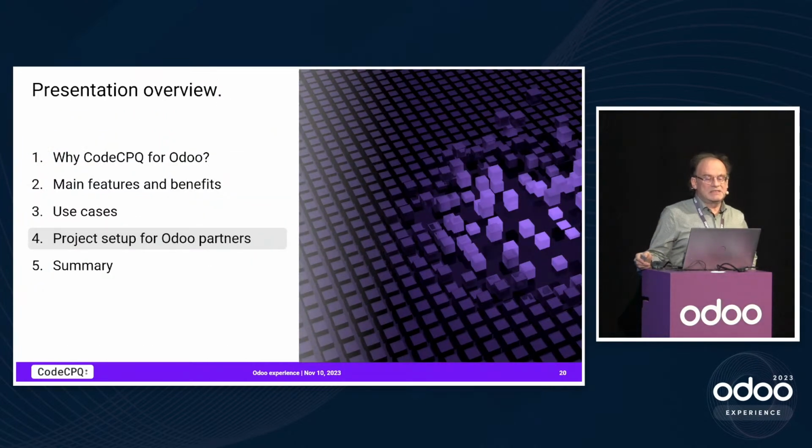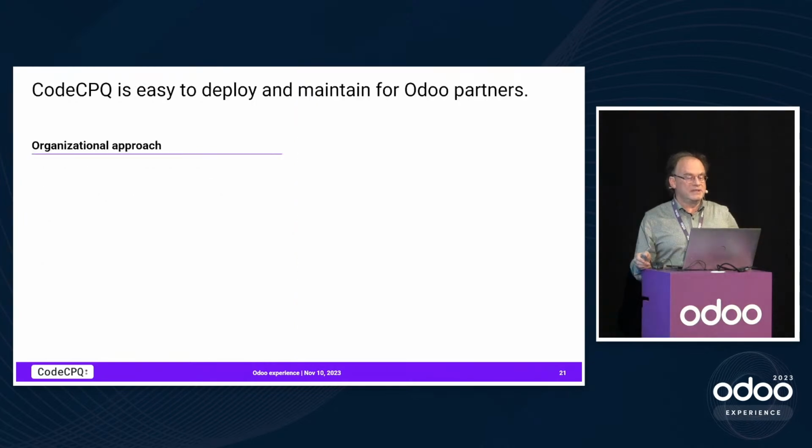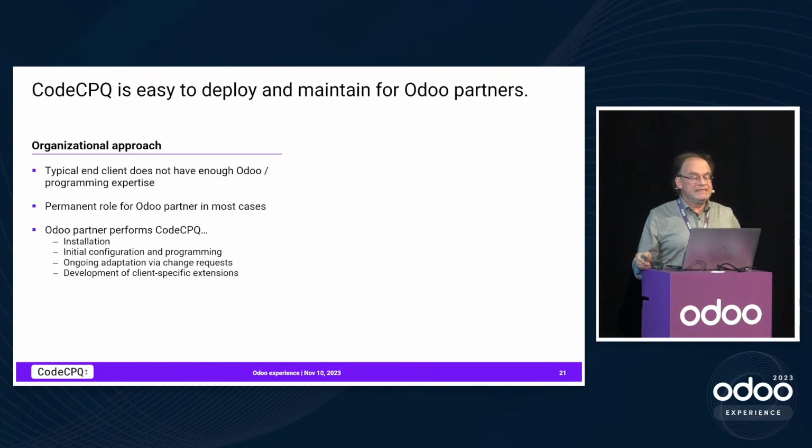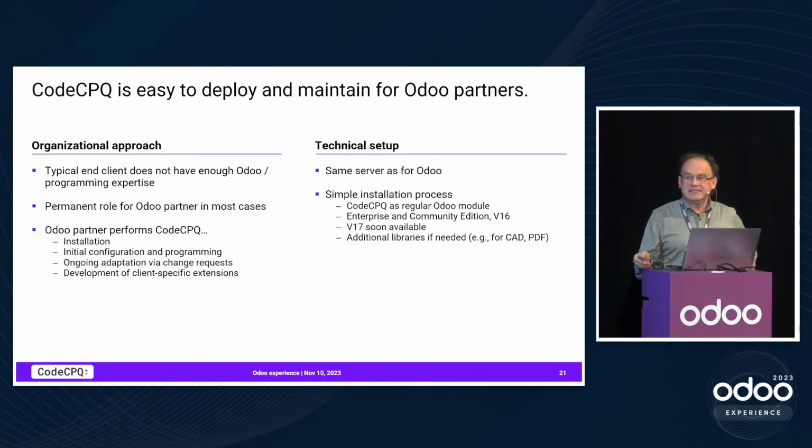Next point explains how to install CodeCPQ. CodeCPQ is easy to deploy for Odoo experts. In contrast, a typical Odoo end user does not have enough experience to program everything. Odoo partners will probably always be given tasks to continuously refine automation with CPQ. After all, it is not just about installing CodeCPQ and the initial configuration. Follow-up jobs for more advanced adaptation will be needed. Technically, the setup is easy.